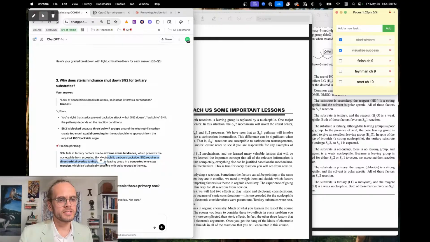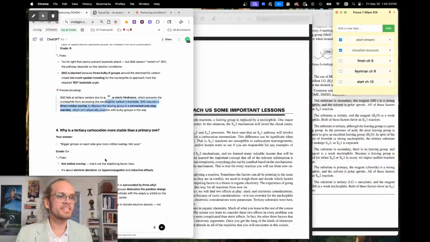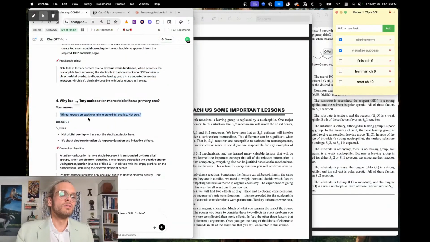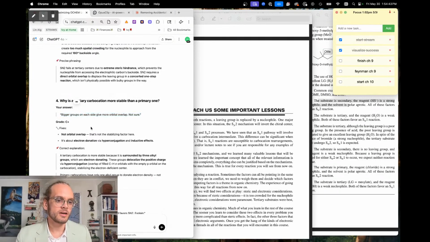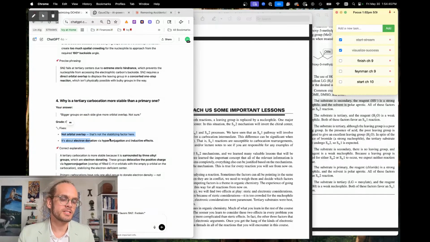It requires a direct orbital overlap to displace the leaving group. Wow, this is intense. I basically get that, though. Why is a tertiary carbocation more stable than a primary one? Bigger groups on each side, more overlap. Yeah, not orbital overlap. That's the stabilizing factor. Okay.